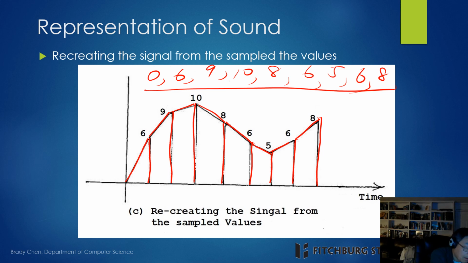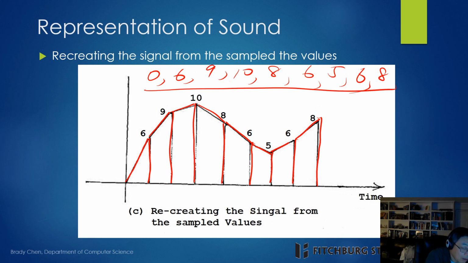Now, this is the digital sound wave. Now, let's compare this digital sound wave with the original one. Certainly the original one is very smooth, right? This one is not, because we only record a finite number of amplitudes. So if we want to rebuild the original sound, that's not possible. We only use limited data. Okay, so that's called recreating the signal from the sampled values.